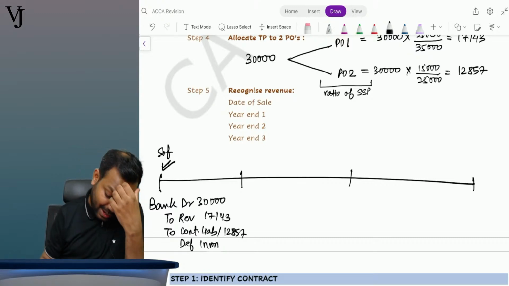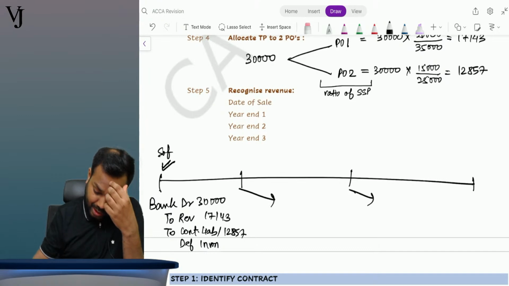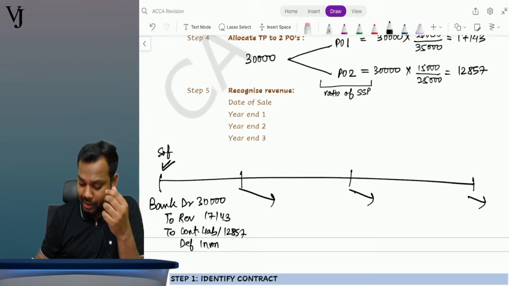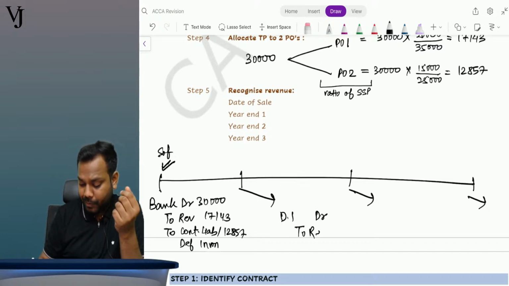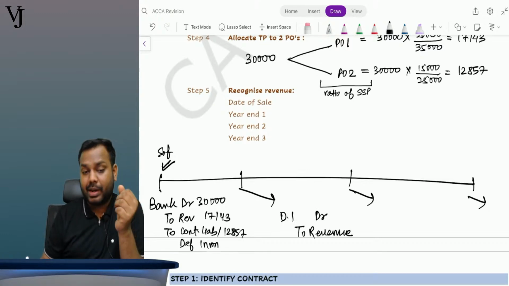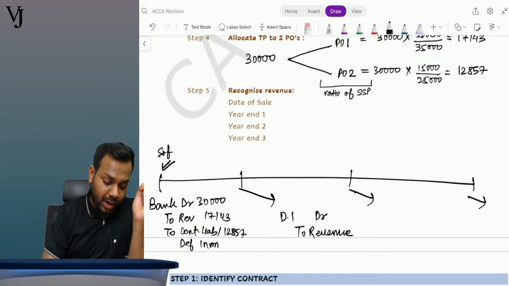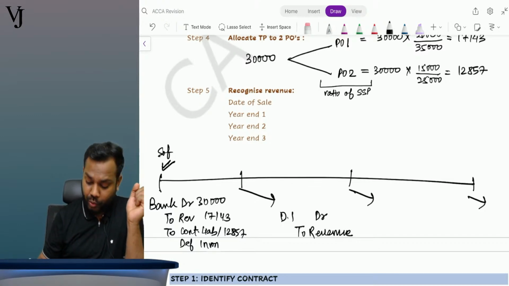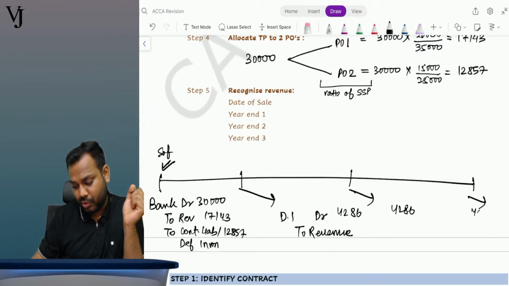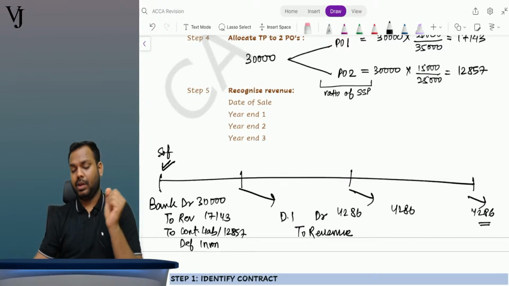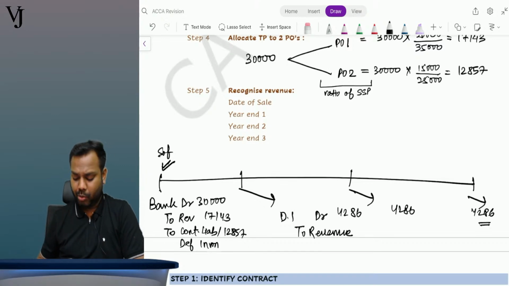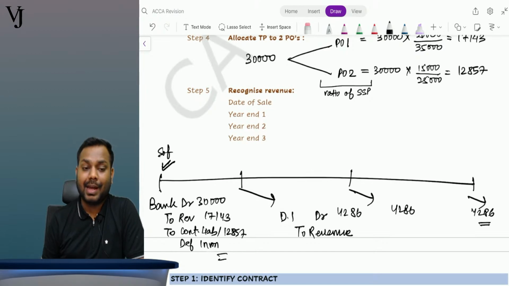12,857. Now, on each reporting date, I will pass a journal entry: deferred income account debit to revenue. How much? 12,857 divided by 3 is 4,286. 4,286, 4,286 and 4,286. Contract liability or deferred income, both are the same. Okay, is it clear, everyone? So, this is how I will recognize the revenue.